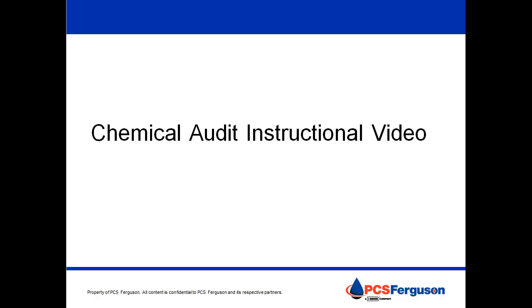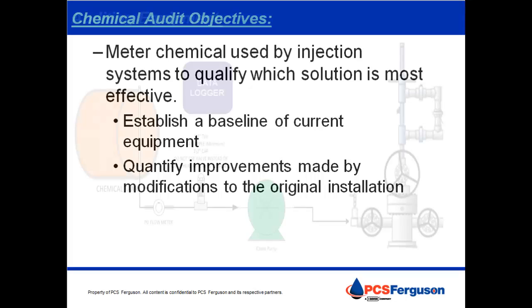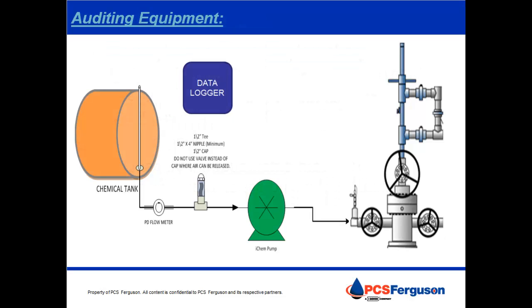The following is a short instructional video that will assist you in installing the necessary equipment to perform a chemical audit. The objective of the chemical audit is to monitor and record the accuracy of any injection solution. This provides a baseline to work from with current solutions and assists in qualifying improvements made. Shown here is an example of an installation of the auditing equipment.